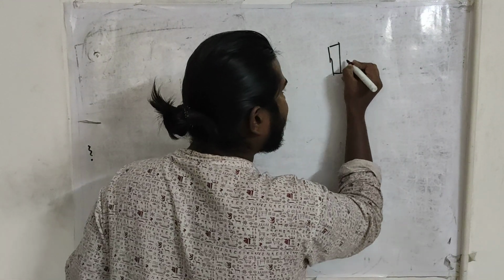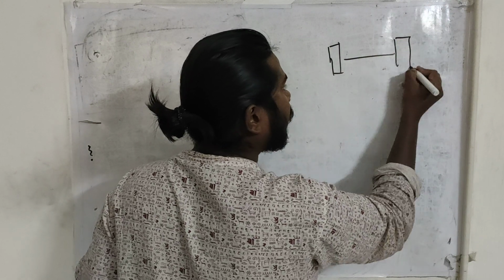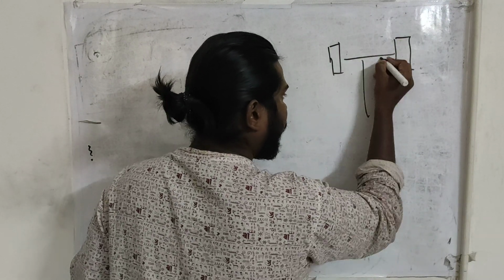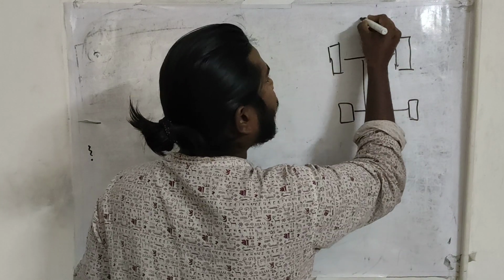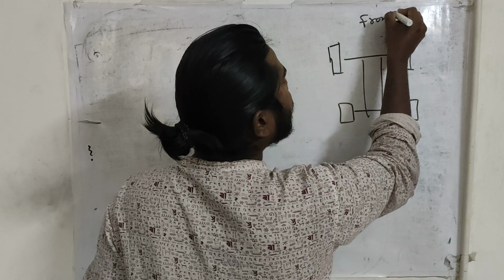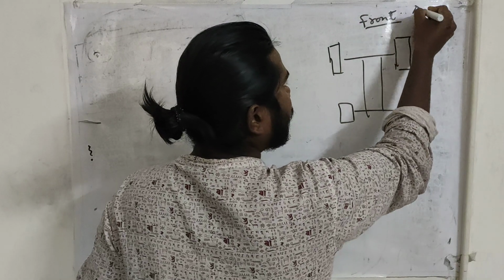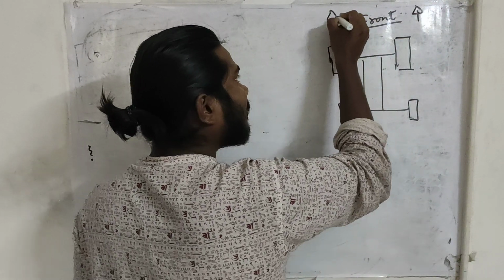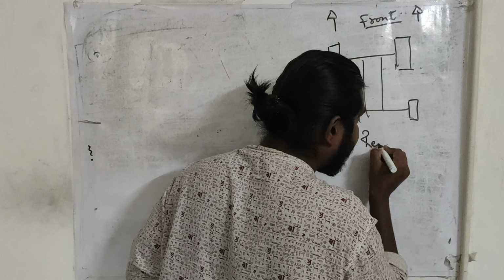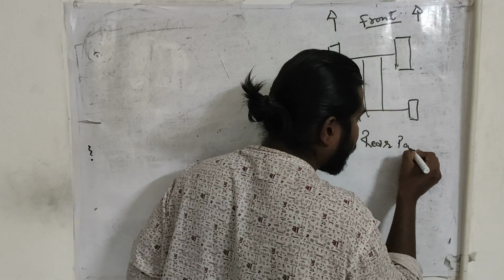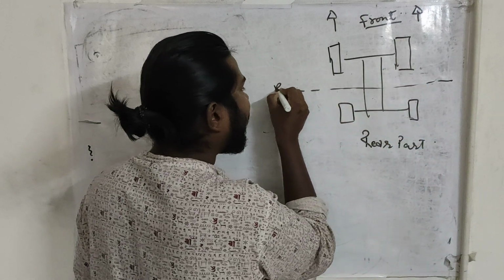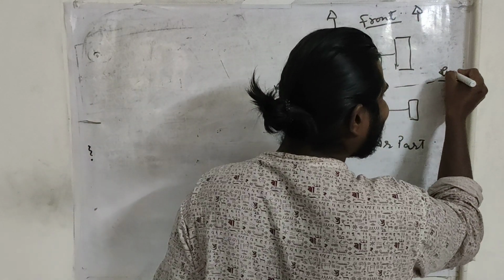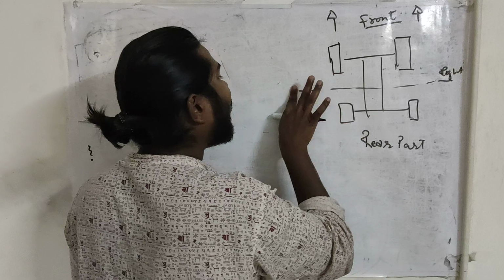If this is my vehicle, let's talk about the axes and the planes of the vehicle. This is the front part. My vehicle is running in this direction. Now this is the rear part. And this is my right side and left side.